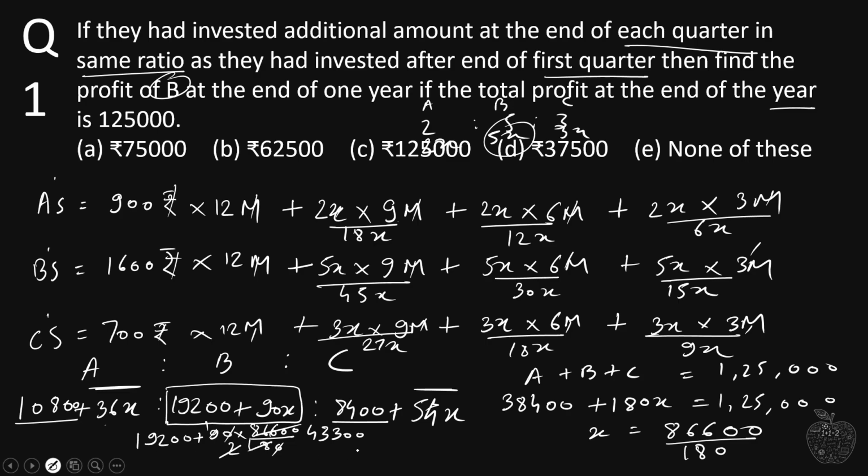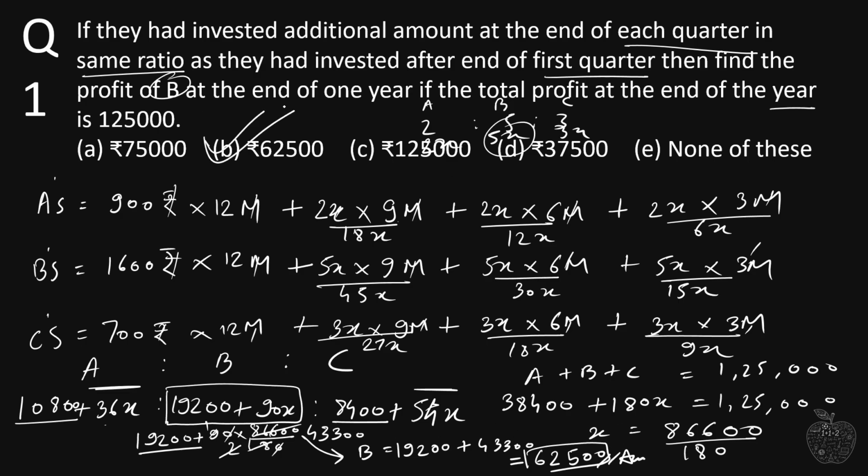So for B we get 19,200 plus 43,300, which will be equal to 62,500. I've already calculated this, so you can confirm for yourself. I've already confirmed from my side, it is 62,500, and this is our required answer. So the profit of B here is 62,500, and option B is the correct one.